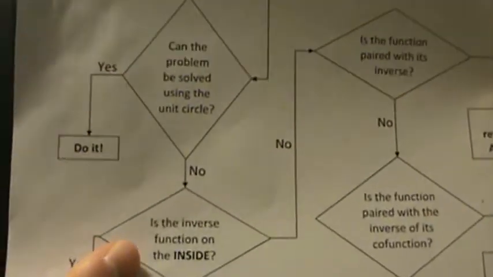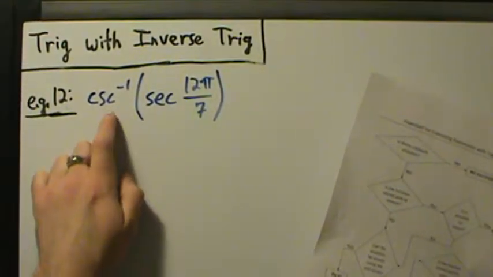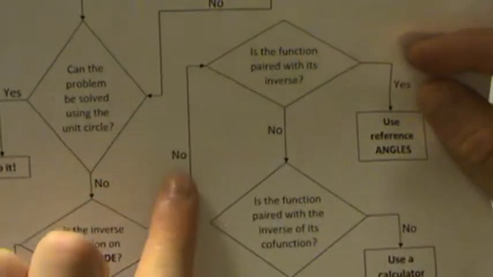Can the problem be solved using the unit circle? No. Is the inverse function on the inside? No, the inverse function is on the outside. Inverse cosecant on the outside, plain old regular secant on the inside. Is the inverse function on the inside? No, follow the no path.